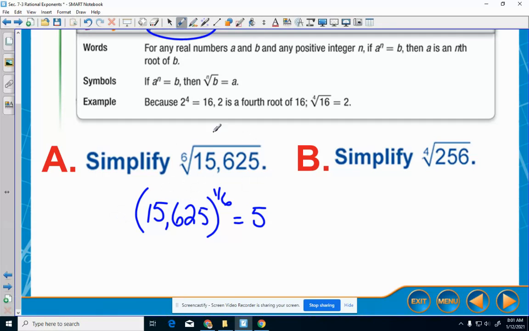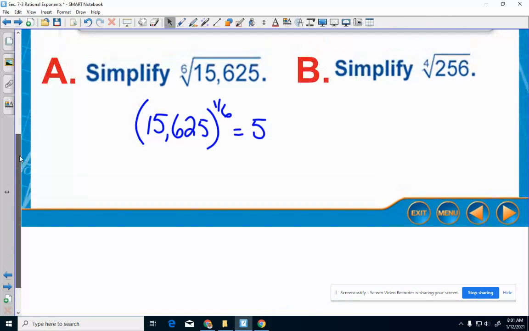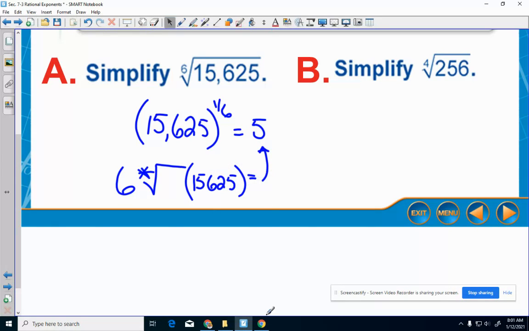Or if you know how to put a root into your calculator, you would have to type in something like this. You would put the 6 and then find the symbol in your calculator that looks like that, saying that this 6 is going to go in for that root, and then the number you would put in is 15,625, and that's still equal to 5. Or you can turn this into a fractional rational exponent of 1/6 and go that route.